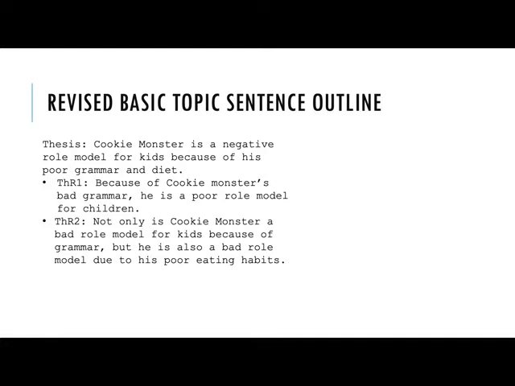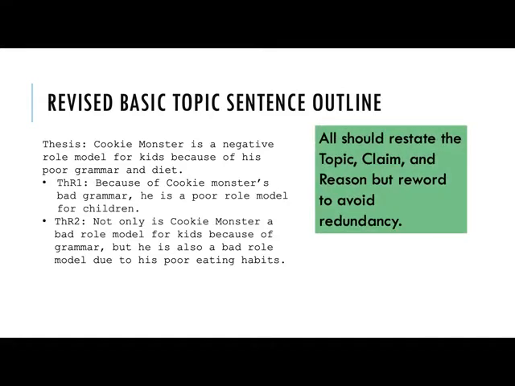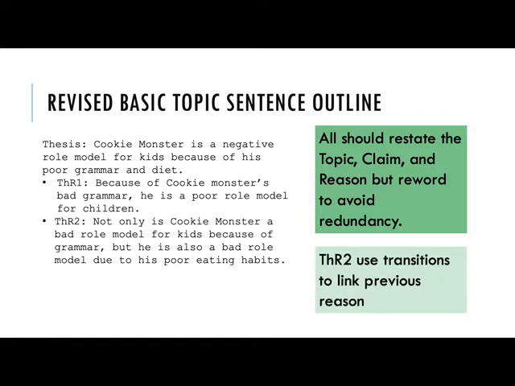So now we have a revised basic topic sentence outline. We have our thesis, and we've got our thesis reason of support, that topic sentence, revised, and the second revised. So you can see that all of our topic sentences have restated the topic, claim, and the reason, but they've reworded them to avoid redundancy. We also notice that the thesis reason of support number 2 uses transitions to link to the previous reason. And if we have this, we are ready to move on to the next step in creating our outline.